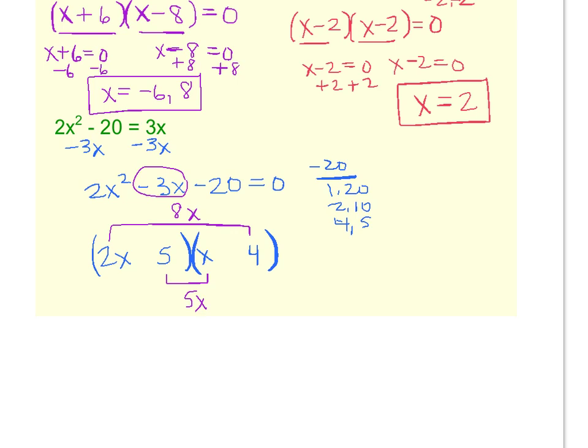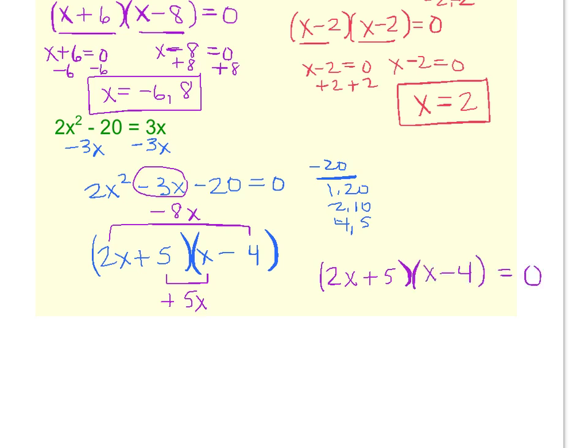If we make this a positive 5 and a negative 4, what's going to happen is 2x times negative 4 is a negative 8x, and 5 times x is a positive 5x. And when you combine those, you get negative 3x. Alright, so we have it factored correctly. I'm going to go ahead and just rewrite this over here. We have 2x plus 5, and then x minus 4 equals 0.